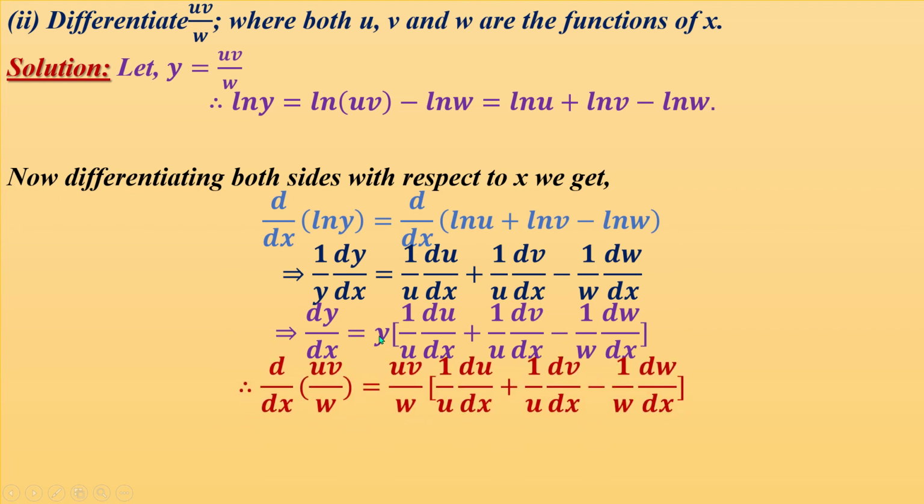Now y is equal to what? y is equal to u v divided by w. So putting y equal to u v divided by w, this equals u v by w into this, that means this part. Clear? Now consider this as a formula, and by using this we can easily solve the math related to this form, that means u v divided by w. Clear? This type of math, by using this formula you can solve.